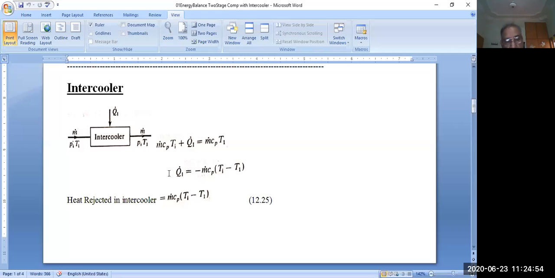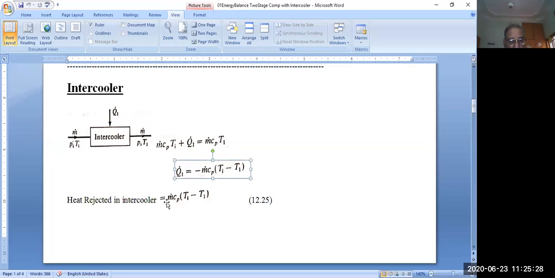Now applying the energy equation, the first law of thermodynamics, the steady flow energy equation: energy in is equal to energy out. Energy in is m dot Cp Ti plus Q dot i. Energy out is m dot Cp T1. What is unknown is kept on the left and all other terms go to the right. So Qi, the heat rejected in the intercooler, is equal to minus m dot Cp (Ti minus T1). The minus shows that it is heat rejected.